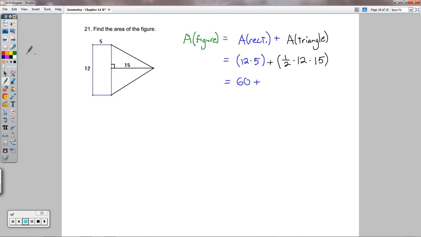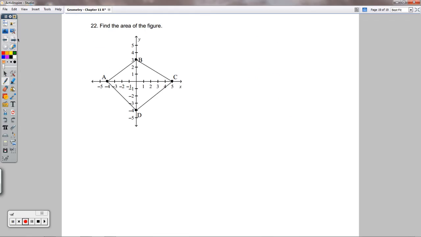And half of 12 is 6. 6 times 15 is 90. So we have 60 plus 90. The area of the whole figure then would be 150. No units given, so you can just write the word units, and that is units squared. And then finally, the last one here is going to be 22.